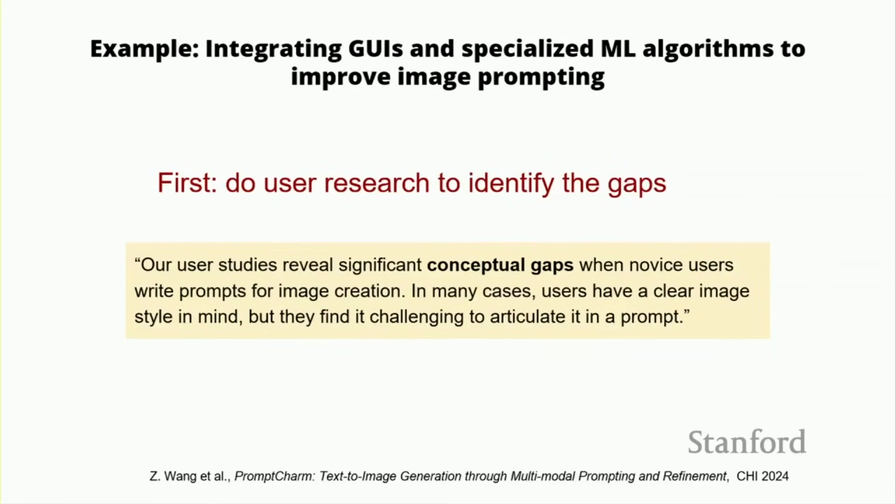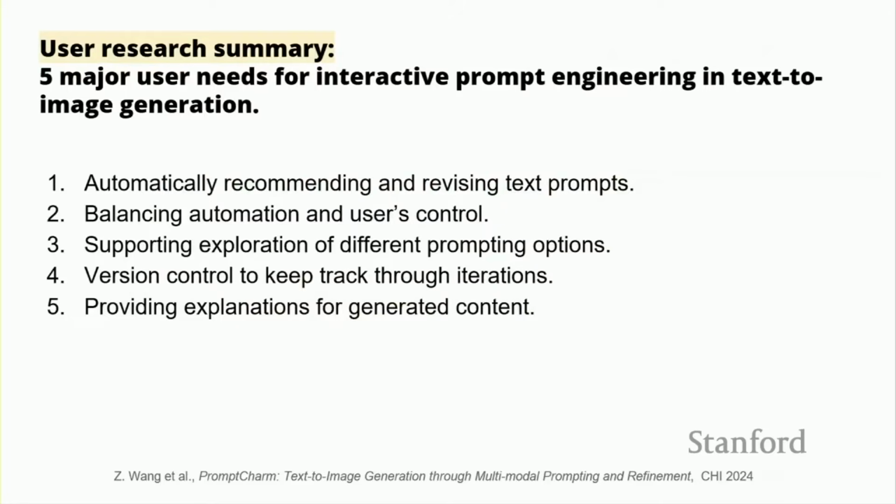The first thing was research. This is part of the design example that I talked about, to better identify what the gaps are and what the root causes of the issues are. At the end of their research work, they found from user studies that there are significant conceptual gaps when a novice user writes prompts for image creation. In many cases, users have a clear image or style in mind, but they have a lot of trouble articulating it in the prompt in the right way so that the model does what they would like it to do. And so to solve this problem, this paper went through a few steps.